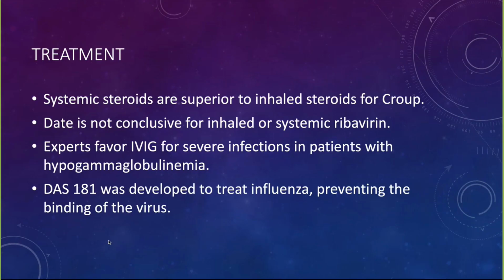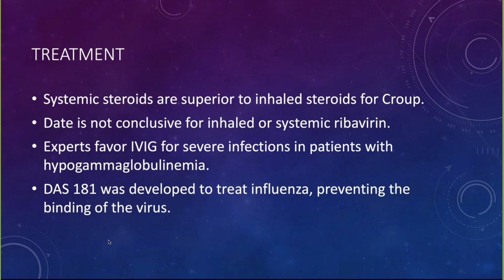So as far as the treatment, for croup in kids, systemic steroids are superior to inhaled steroids. For adults, with systemic steroids, the data is not very conclusive. The same is true for systemic ribavirin. Some articles say for transplant patients you may use it, some others no, but there are no really randomized controlled trials for ribavirin.